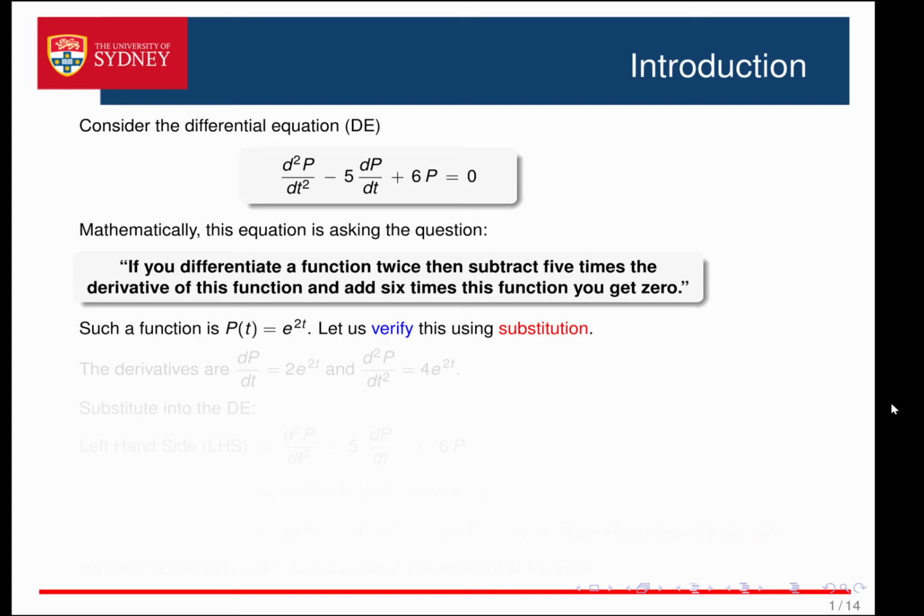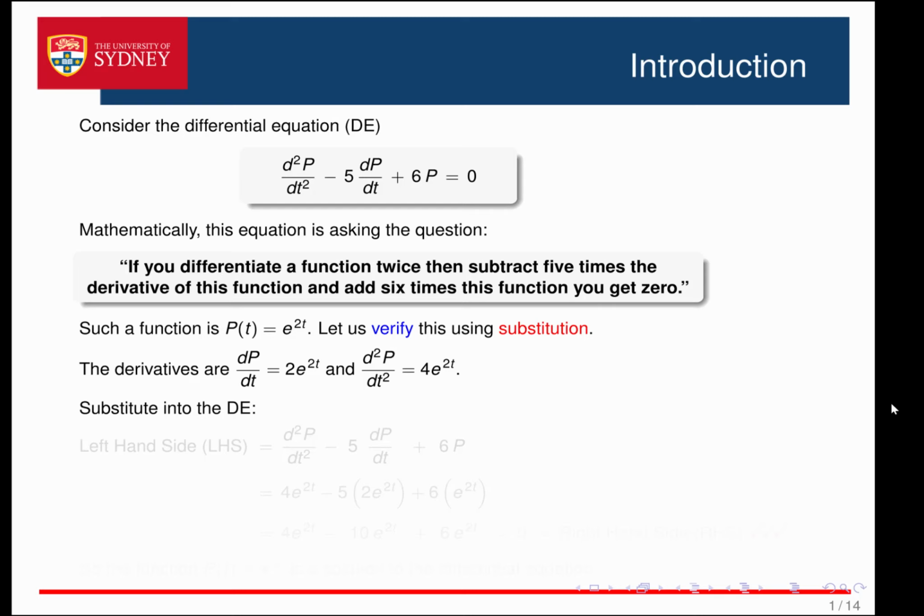Now we can check this by simply substituting e to the 2t into the DE and verifying that it satisfies the differential equation. To do this, we differentiate e to the 2t to give dp/dt equal to 2e to the 2t, using the chain rule. And differentiating again gives d2p/dt squared equal to 4e to the 2t.